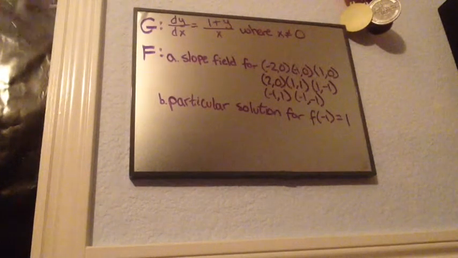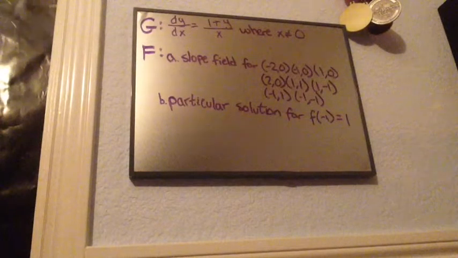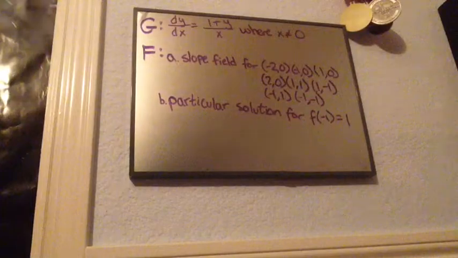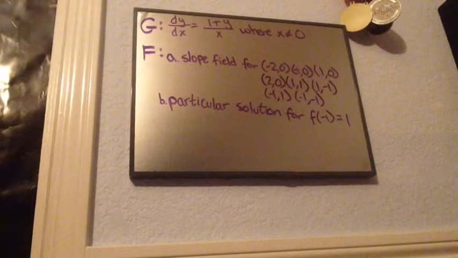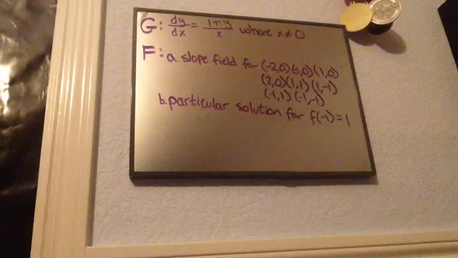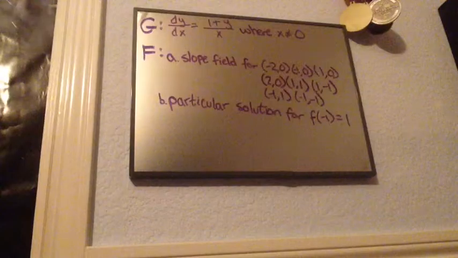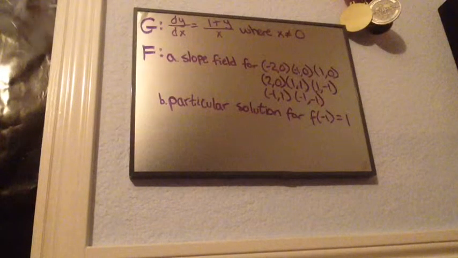They want you to find, for part A, the slope field for (-2, 0), (-1, 0), (1, 0), (2, 0), (1, 1), (1, -1), (-1, 1), and (-1, -1). Notice how there's no x values of 0 there because the derivative doesn't exist. And then for part B, they want you to find the particular solution when x equals -1 and y equals 1.